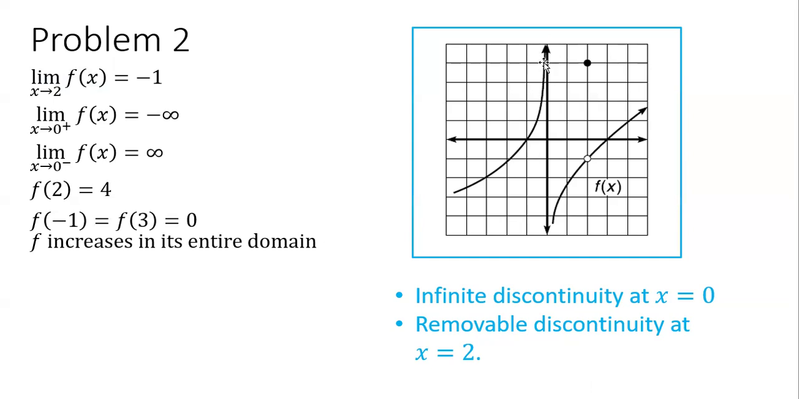Okay? And what else do we know? f of negative 1 is 0. f of 3 is 0. Okay? So this is a sample function. And it's increasing in its entire domain. Okay? Sorry for the typo.